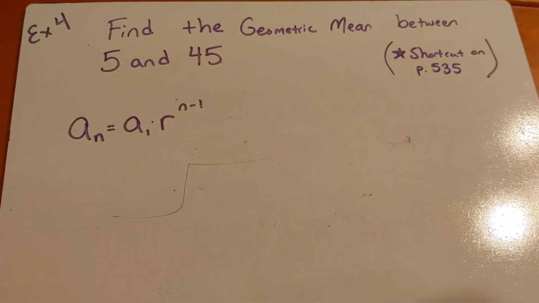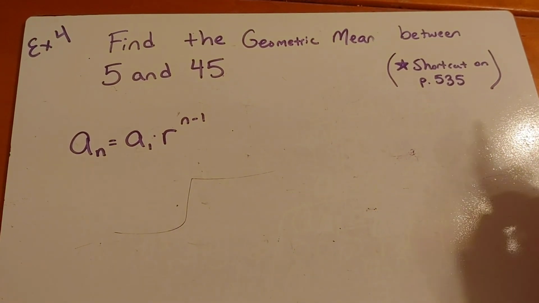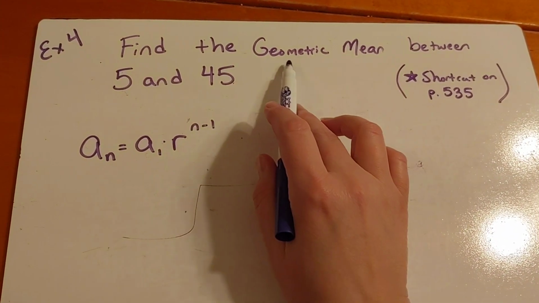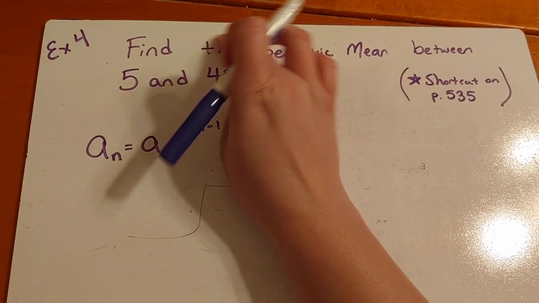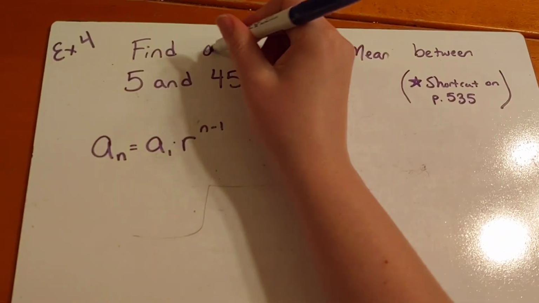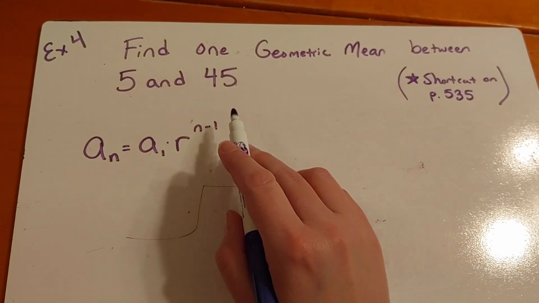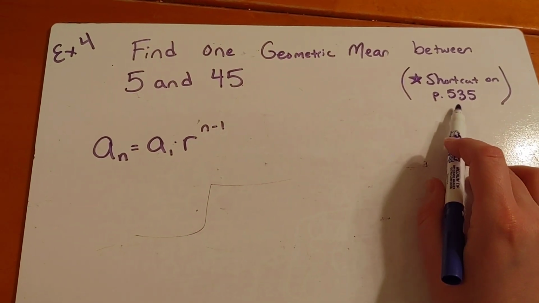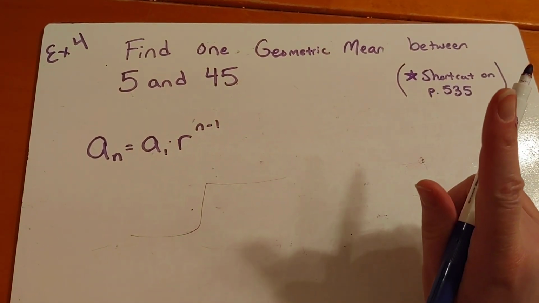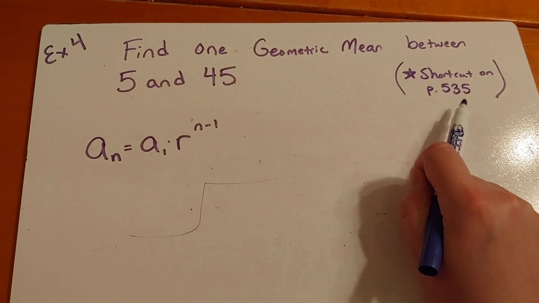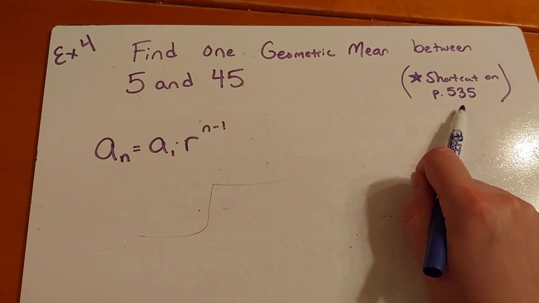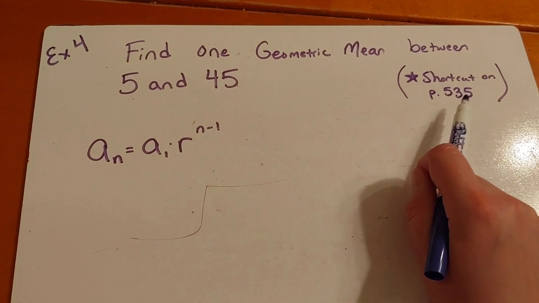Example 4 is very similar to example 3. We're going to find the geometric mean, so that's just 1. Instead of the, it might even just say find 1 geometric mean between 5 and 45. There is a shortcut when you're only looking for that one middle geometric mean. It's on page 535, right between examples 5 and 6. You're welcome to look at that and use that shortcut if you prefer.